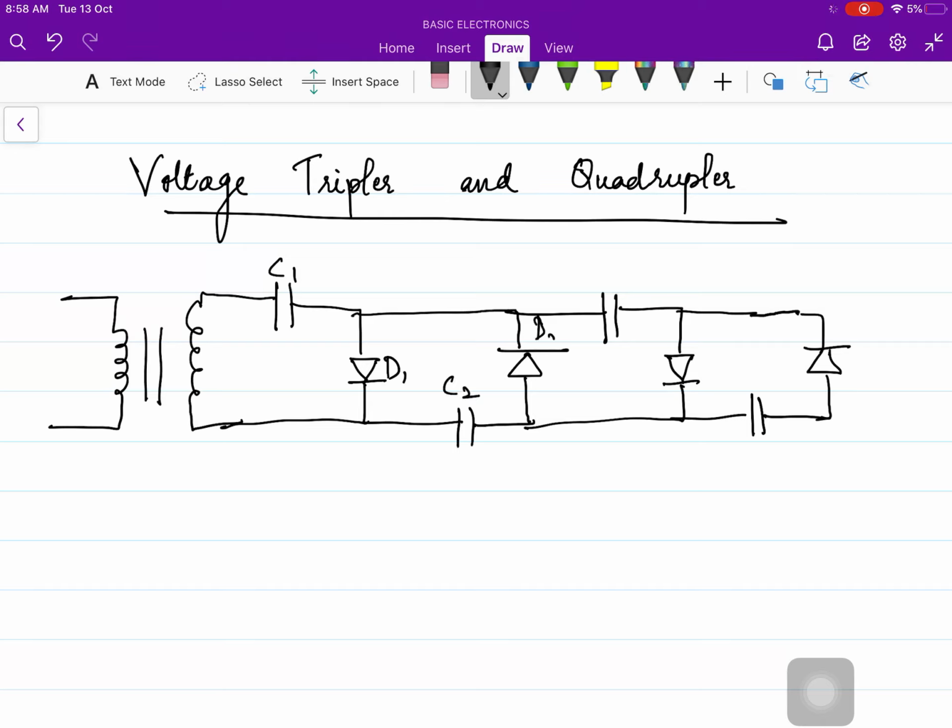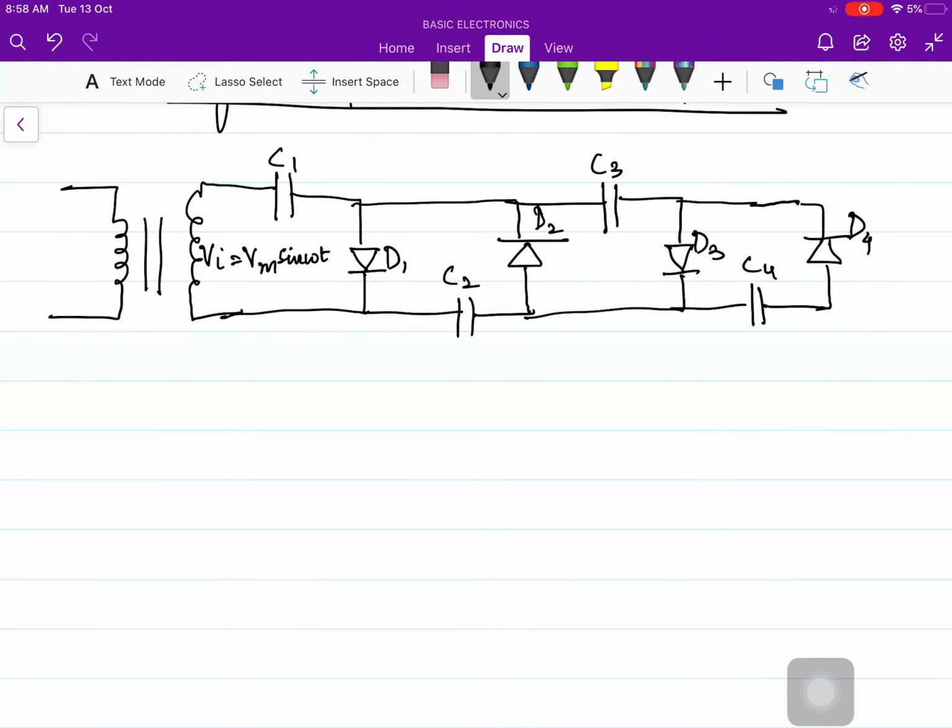So this is C1 D1, first peak circuit, C2 D2, another peak circuit, C3 D3, another peak circuit, C4 D4, another peak circuit. So this is how we are getting onto this. Now start analyzing the circuit.